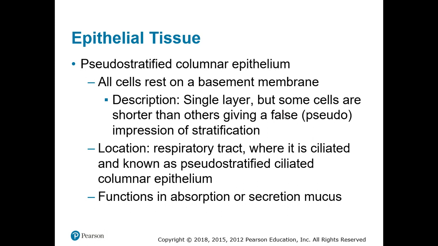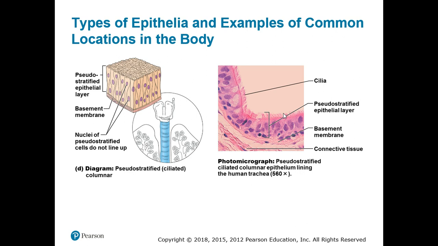These are located in your respiratory tract, where you're going to find a lot of cilia, and they function in absorption and secretion of mucus. So here's a picture of it found in your respiratory tract. Notice here, they look like they're stratified, you have a layer, but you see here, this one is actually attached to the basement membrane right here. This one doesn't look like it's attached, but it's attached. All of these are going to be touching the basement membrane at some point.